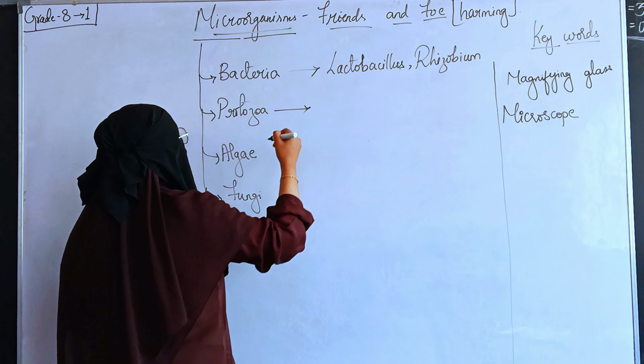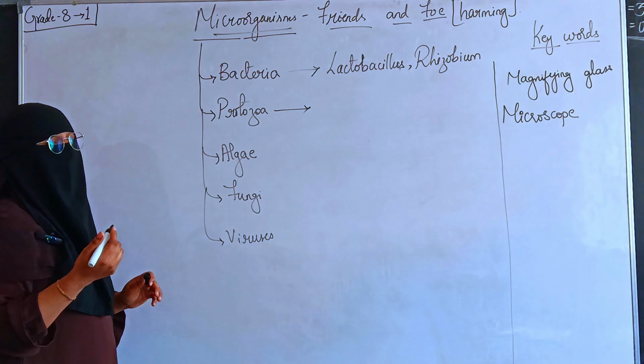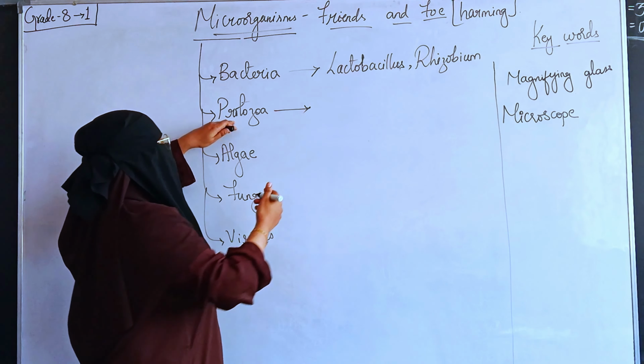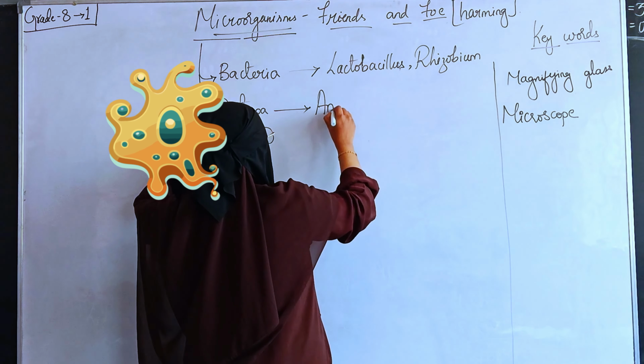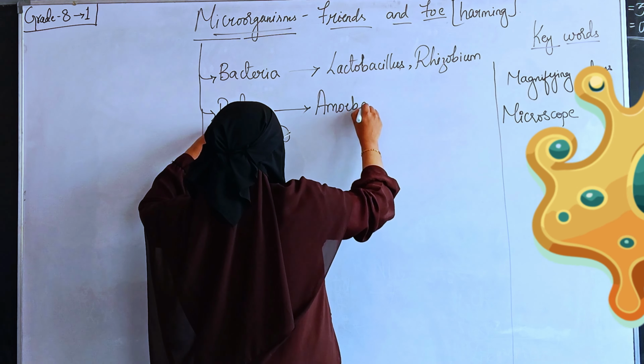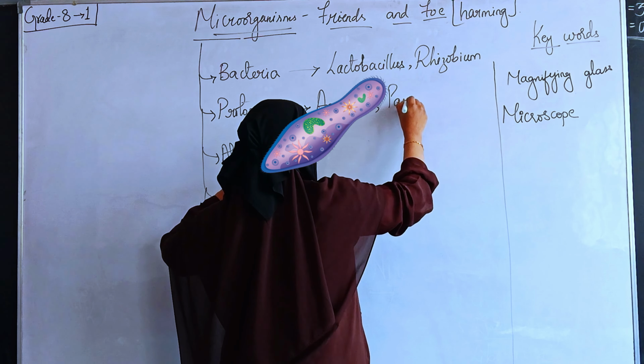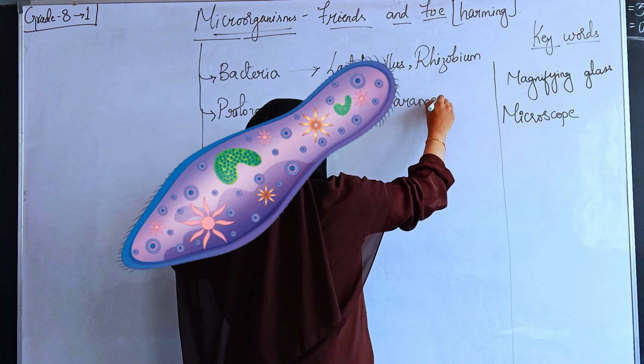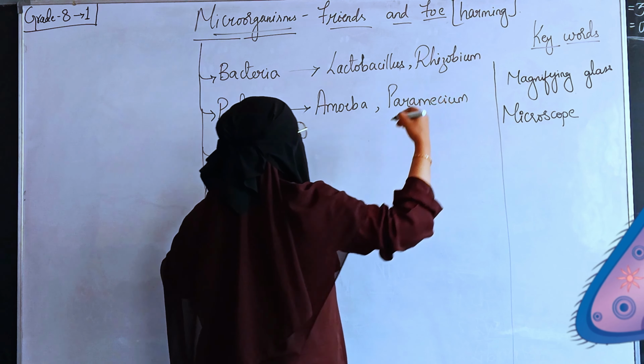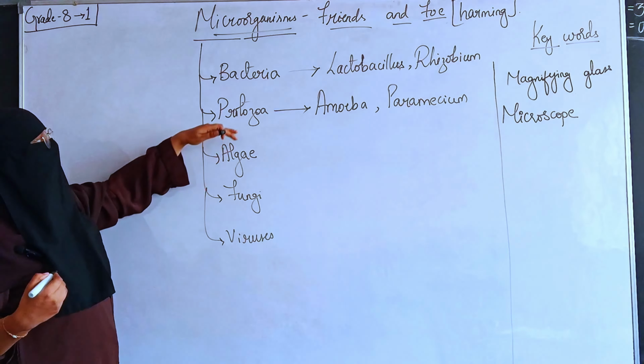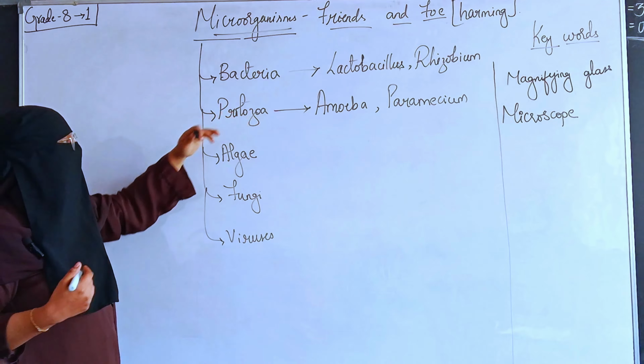And then we have protozoa. Again, these are microorganisms which are unicellular organisms. For example, amoeba, which you are quite familiar with. And then we have another organism called paramecium. So they belong to the category of microorganisms and they come under the class protozoa.